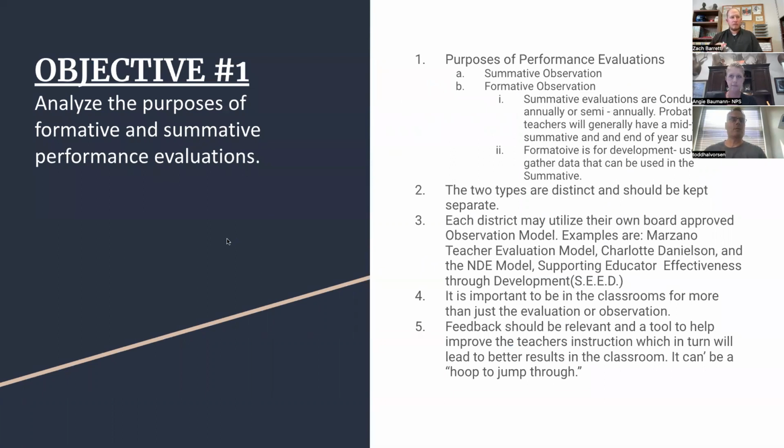So objective number 1 was to analyze the purpose of formative and summative performance evaluations. And I've got to be honest, this kind of threw me off at the beginning because of some of the wording in it. It's different than the models we use. So I had to go back and rethink the process of what the book is talking about.